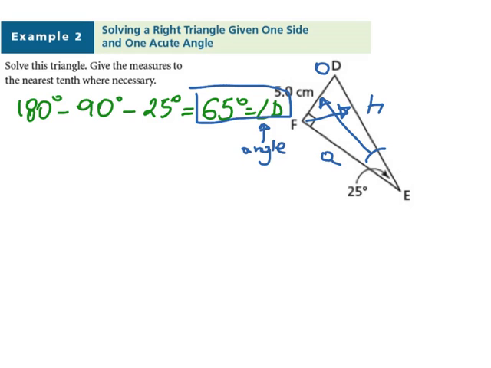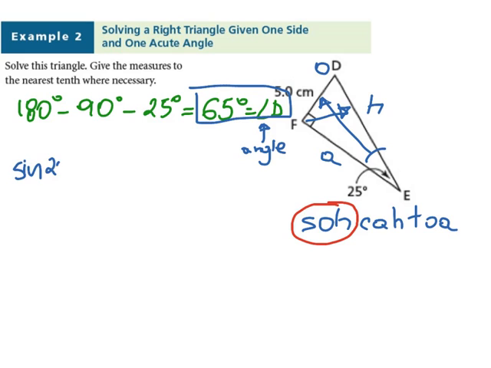So again, write SOHCAHTOA to refresh your memory about the trig ratios. And then we have to decide. I want to solve for the hypotenuse, and I have the opposite. Well, that is the sine ratio that we're going to use. Sine of the angle of 25 is opposite over hypotenuse. So sine 25 is 5 over the hypotenuse that we are looking for.